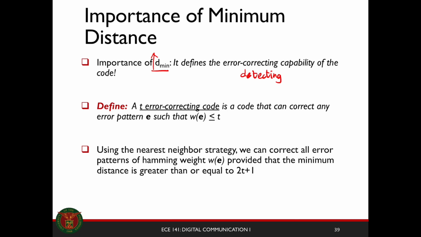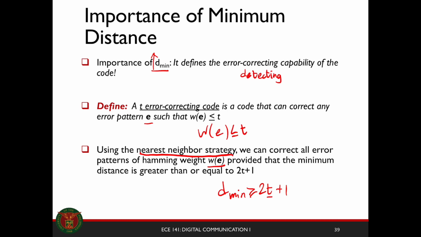Now we define a t-error correcting code such that it can correct any error pattern whose weight is less than that value. If we use what we call the nearest neighbor strategy, it can correct all error patterns of Hamming weight w(e), provided that the minimum distance is greater than or equal to 2 times the error correcting capability plus 1.